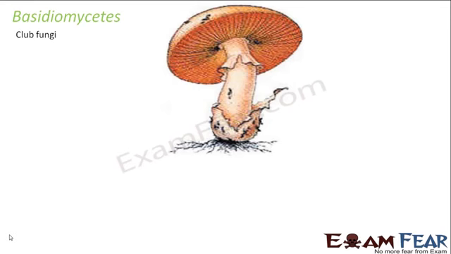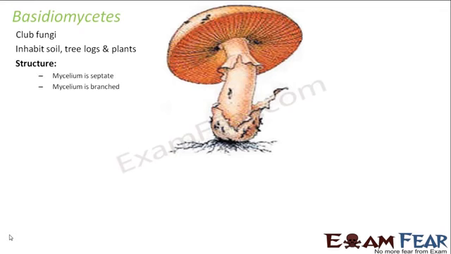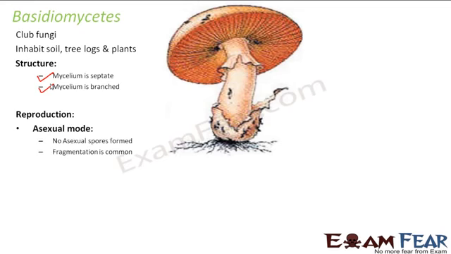Now again, let us talk about the structure of basidiomycetes. Before that, they also inhabit soil, tree logs and plants. Talking about structure, the mycelium is septate and branched again. Whenever the mycelium is septate, it is generally branched, so it has septa or cross walls. Now talking about reproduction. In asexual reproduction, no asexual spores are formed. So the asexual reproduction doesn't happen by spore formation, but instead fragmentation is more common.